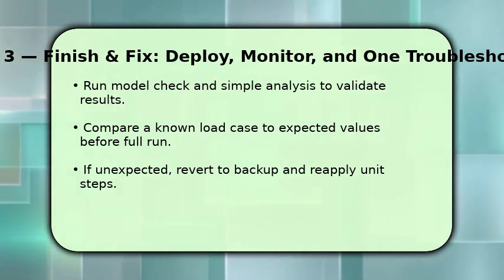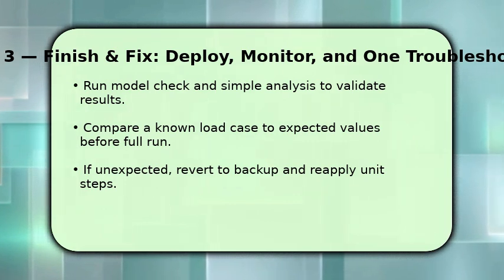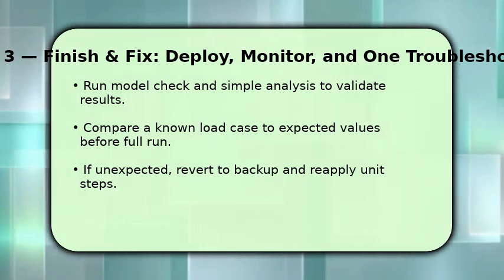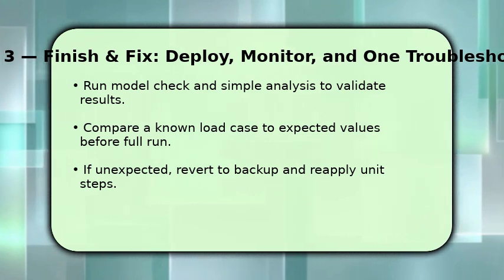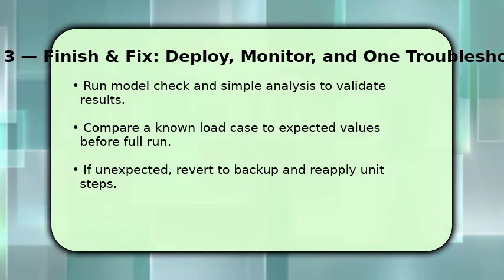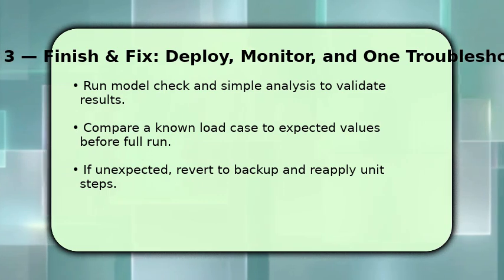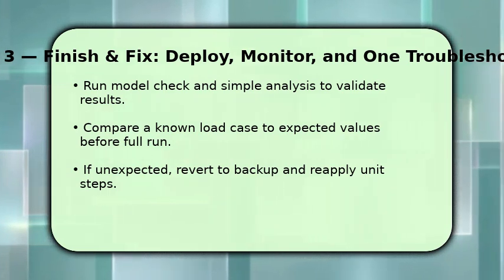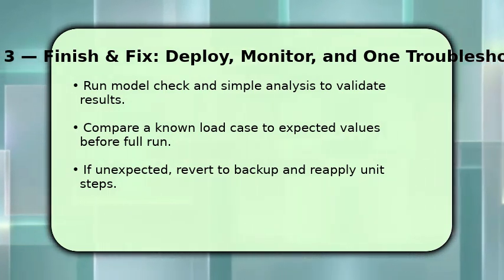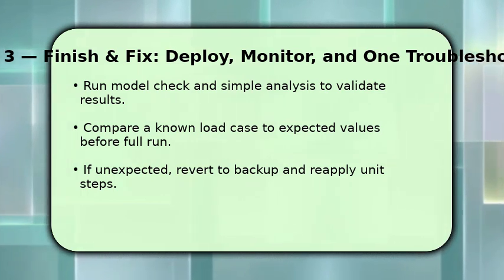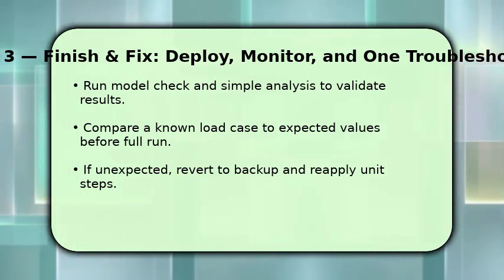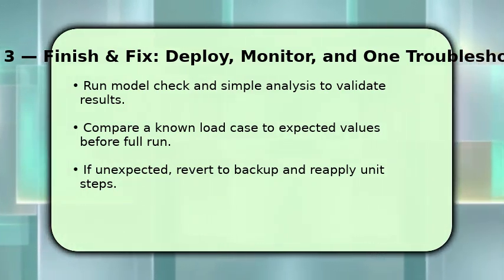Once the check runs, compare reaction or displacement magnitudes against a known reference to ensure consistency. If values seem off, reopen the original file and confirm all scalings were applied correctly. Finally, if things go wrong, revert to your backup copy and reapply the unit change step by step, logging each modification to isolate the mismatch.